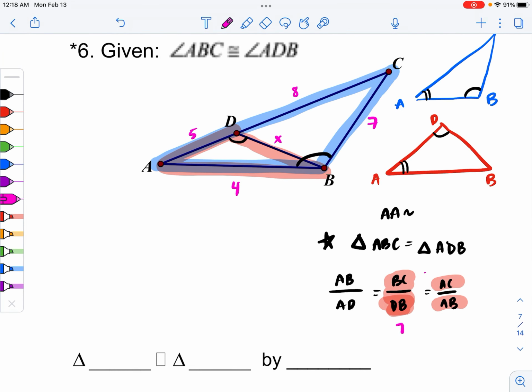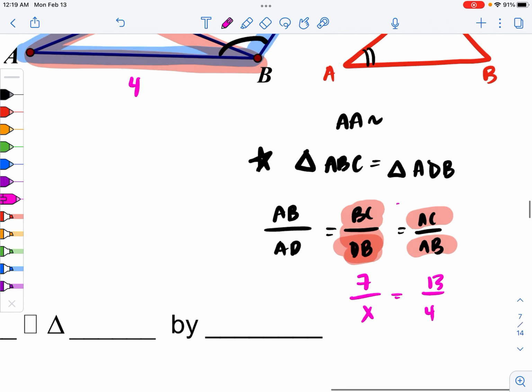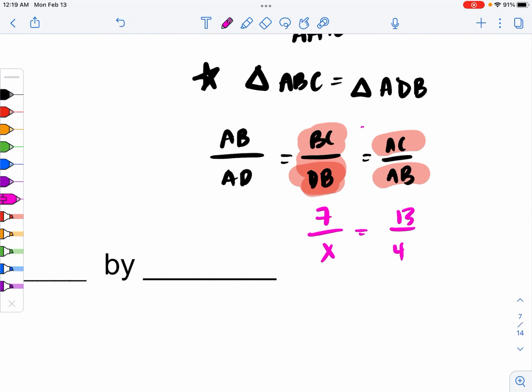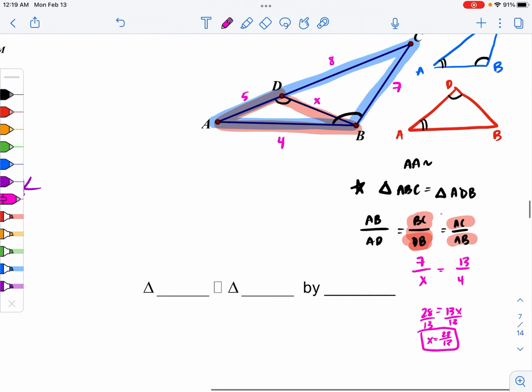So BC has a length of 7. DB is our unknown. AC has a length of 13. Keep in mind that it's the full length of AC. And then AB has a length of 4. And this is going to turn out to be a decimal, which is fine. Or we could keep this as a fraction. This is going to be 28 is equal to 13x divided by 13. And x is equal to 28 over 13. It's not going to be a clean number. I'm going to leave it like that.